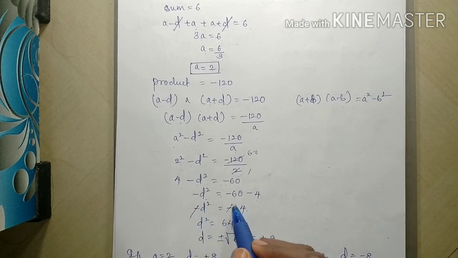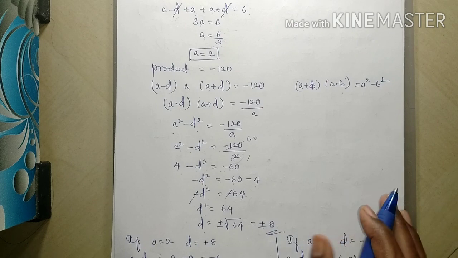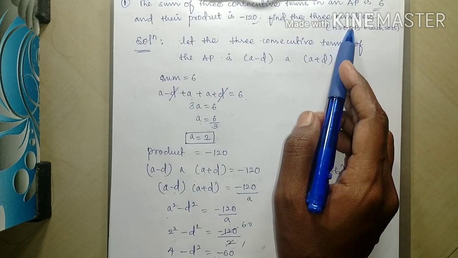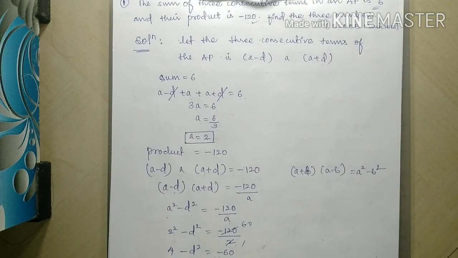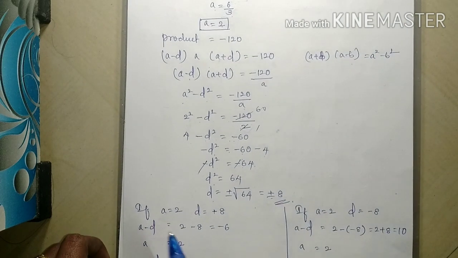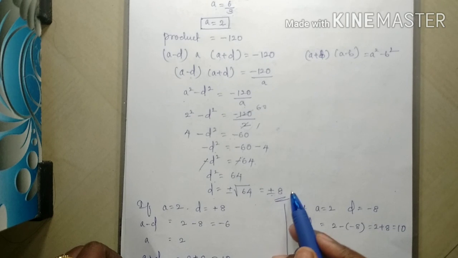Here minus we have on both the sides, so minus will get cancelled. So d square is equal to 64. Now d is equal to plus or minus square root of 64. So d becomes plus or minus 8. Here you have to find the 3 numbers. So which are the 3 numbers, what we consider the terms? Here we have a is 2 and d is plus or minus 8.